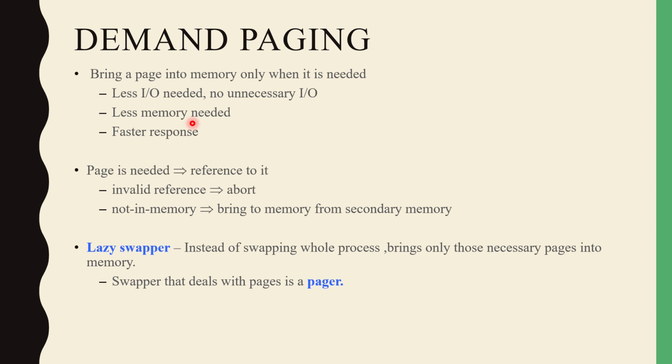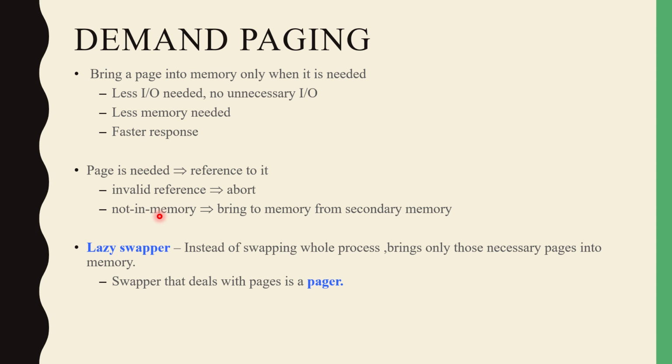Obviously, a 2 GB movie you can watch with 1 GB, or with a 4 GB main memory size. Parallelly, you can also load and execute another process in the main memory. So less memory is needed, and faster response. These are the three advantages of demand paging.